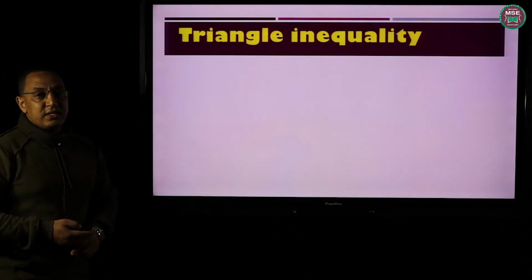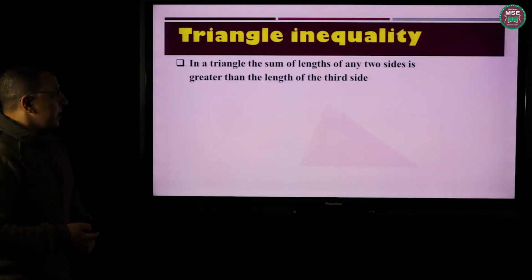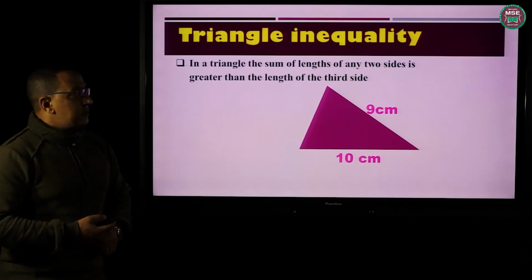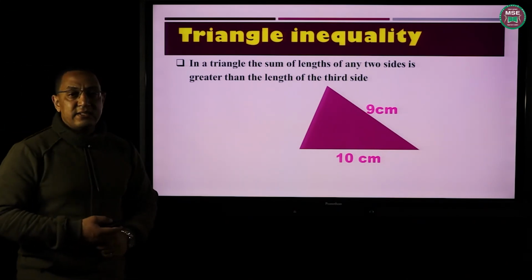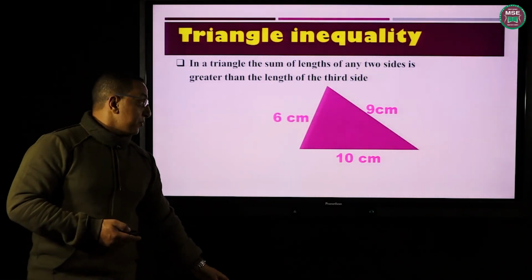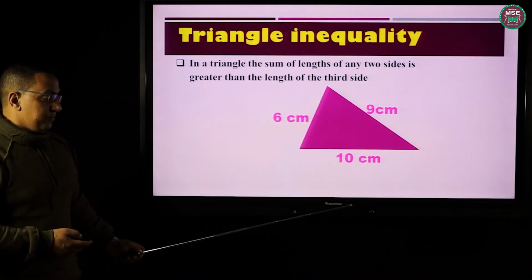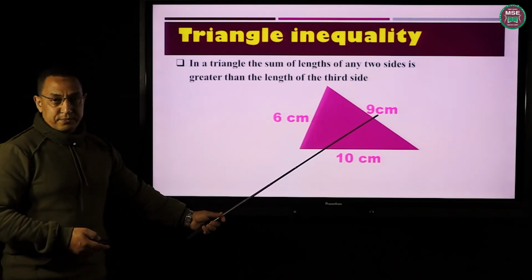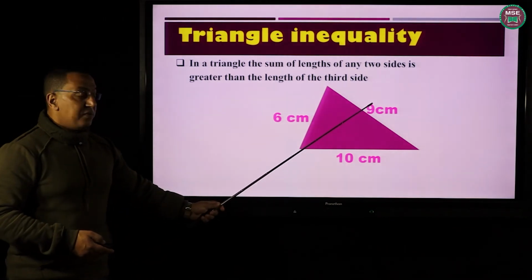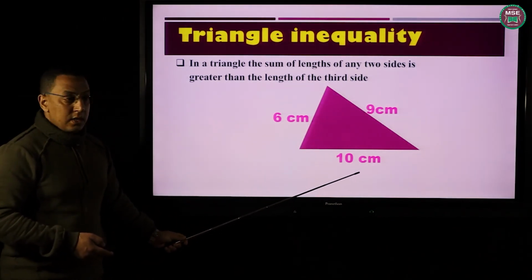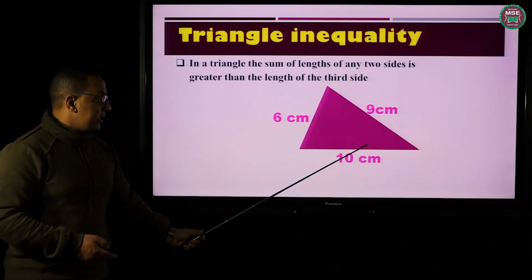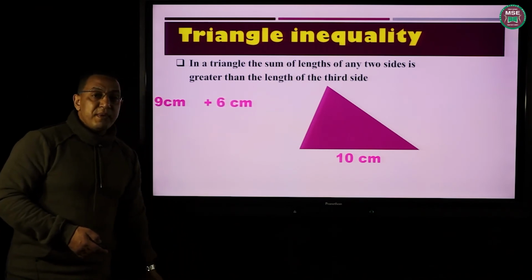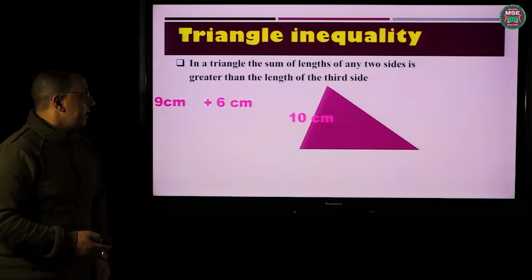Now let's study the triangle inequality. The triangle inequality says that in a triangle, the sum of the lengths of any two sides is greater than the third side. What does it mean? Looking at these three sides: 6 plus 10 is 16, and 16 is greater than 9. 6 plus 9 is 15, and 15 is greater than 10. 10 plus 9 is 19, and 19 is greater than 6. So the sum of the measures of any two sides is greater than the third.